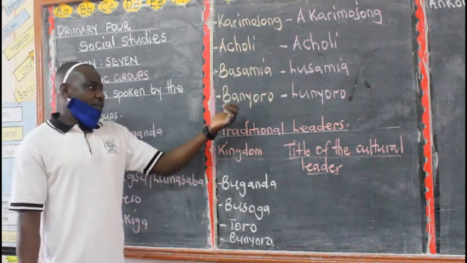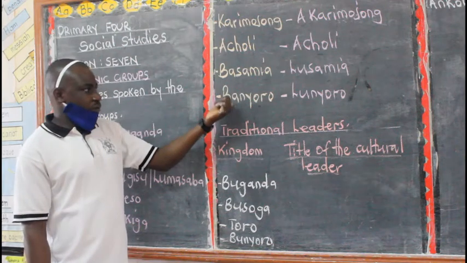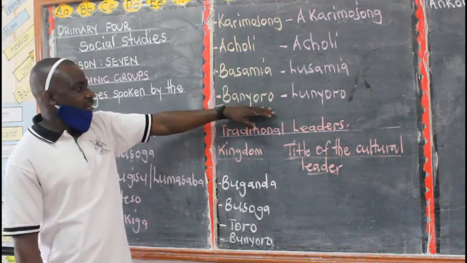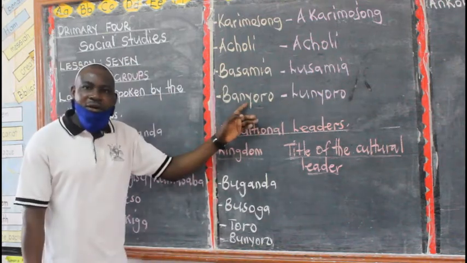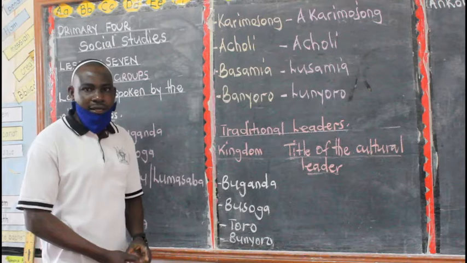We also have the Banyoro. Banyoro is a tribe, then the language is Runyoro. So Banyoro are found in the western part of Uganda.